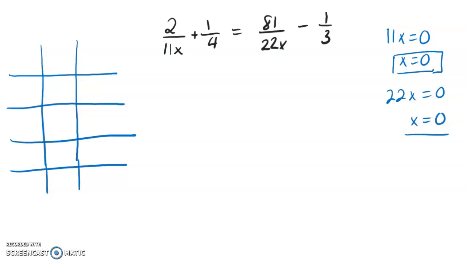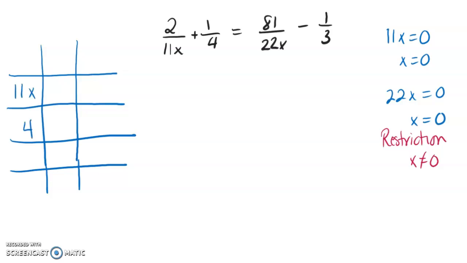So there's a restriction that you cannot have 0 as your answer. So I'm going to say restriction, the value of x cannot be equal to 0. So when we get our answer, as long as it's not 0, then it's fine. So plugging in the denominators here, we have 11x, 4, 22x, and 3. So 4 denominators this time. And if I had to write these numbers out, I would be writing out the multiples of these. It'd probably take me a long time to write out to the number I need to get to. So this is where the table comes in handy.